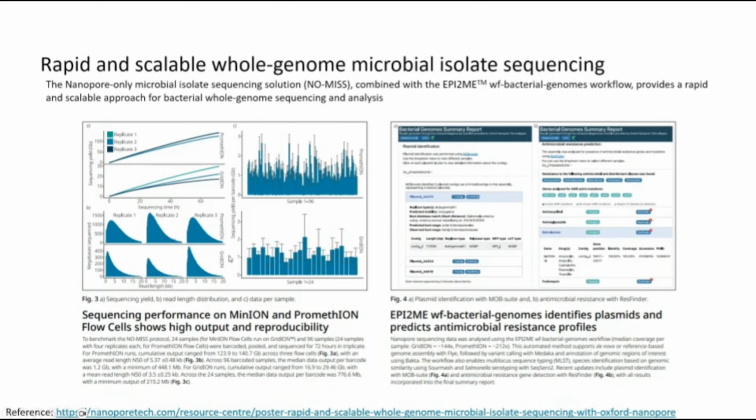They ran the sequencing using both the primary and the mean flow cells on two different devices. They ran it 3 times to see whether the results are reproducible. These are their benchmark results. They also ran the analysis using the EPI2ME workflows, and the pipelines were able to identify the whole genome and also the plasmid sequences. More information can be obtained from their resource portal.